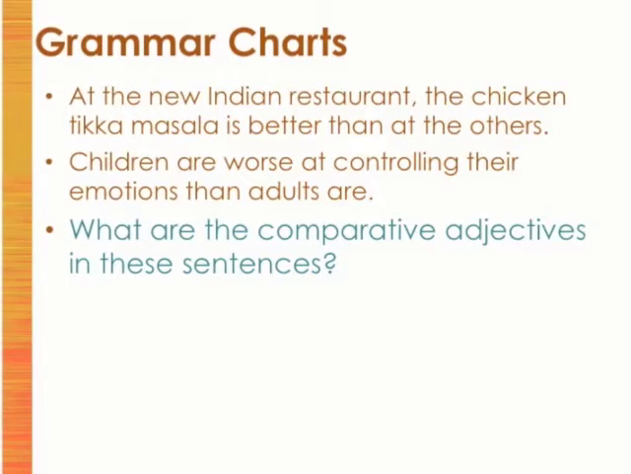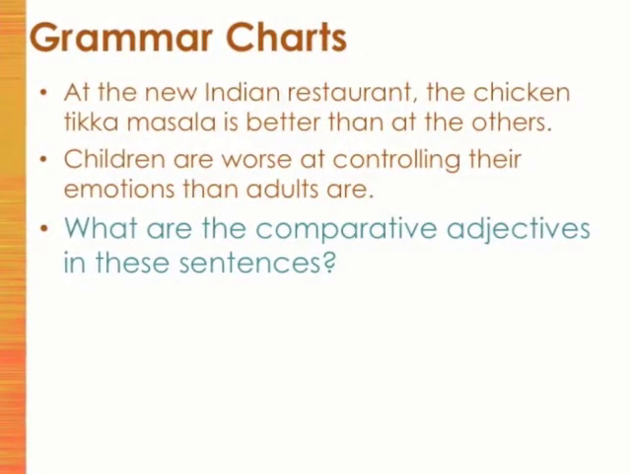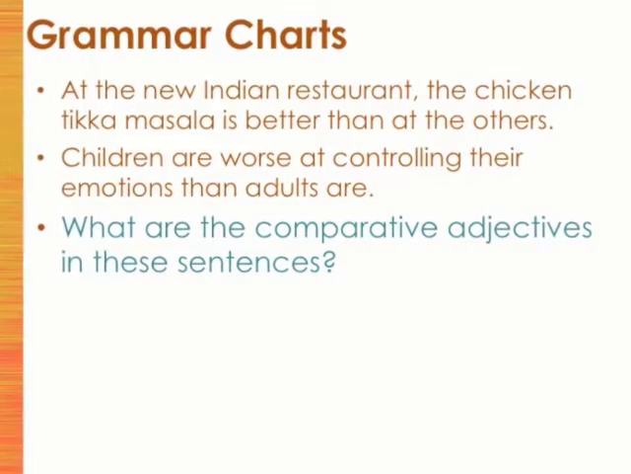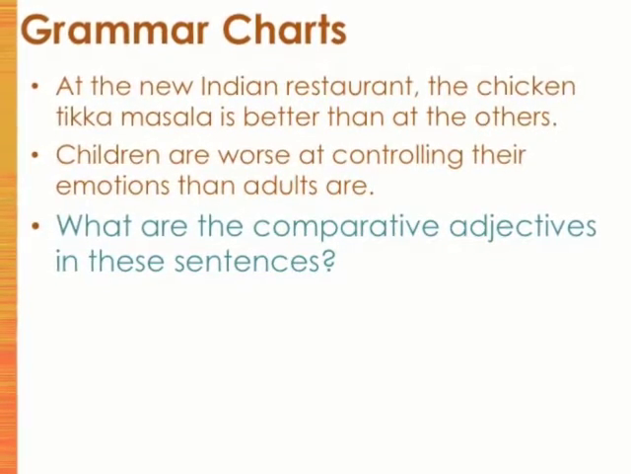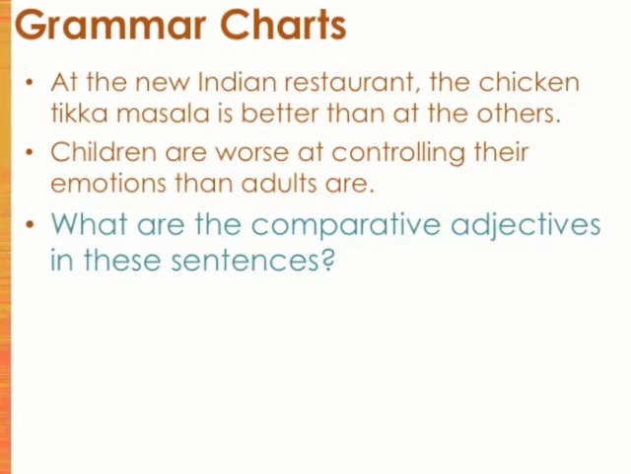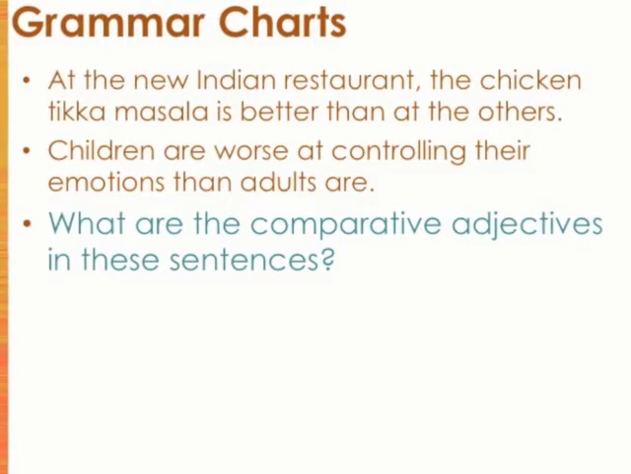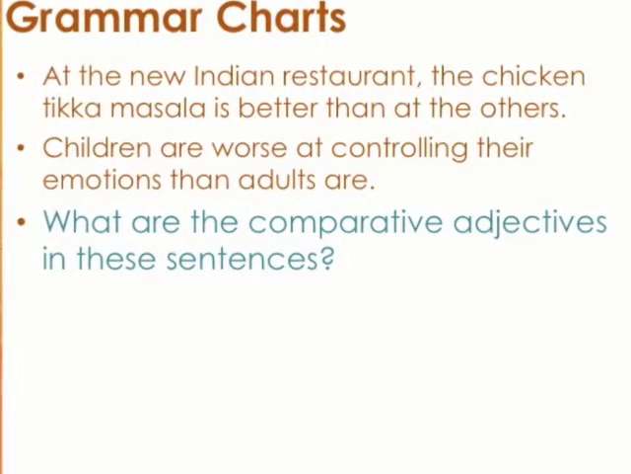Alright, let's look at some more examples. At the new Indian restaurant, the chicken tikka masala is better than at the others. Children are worse at controlling their emotions than adults are. Can you figure out what the comparative adjectives are in this sentence? Go ahead and write them down.